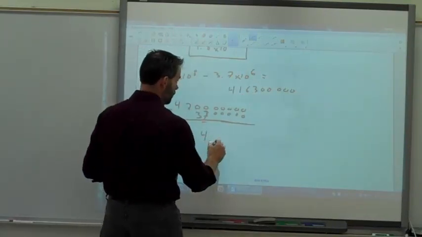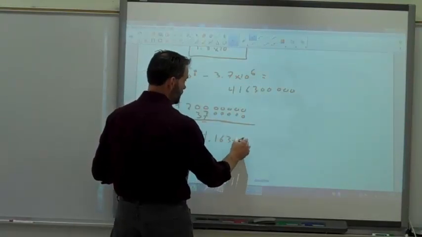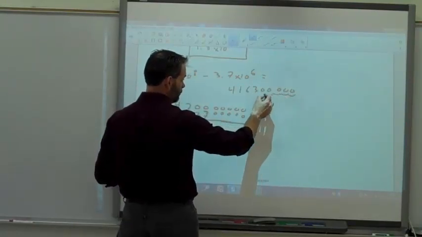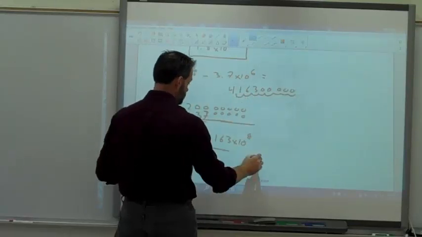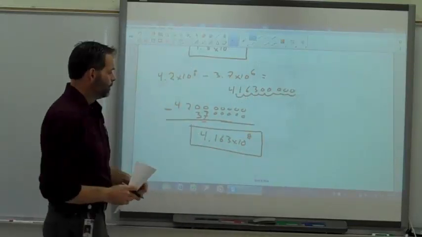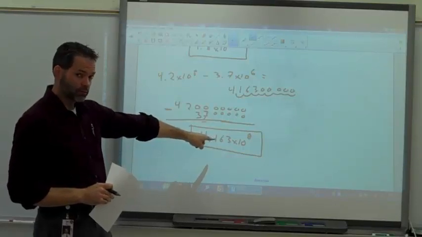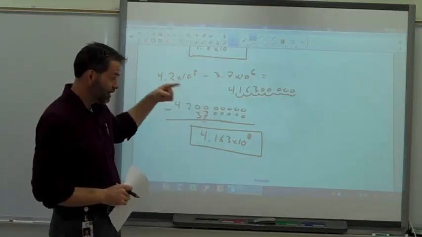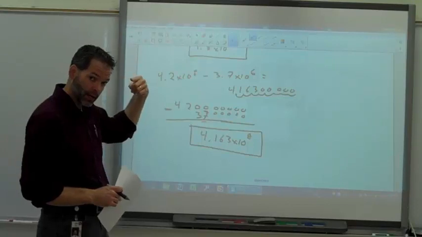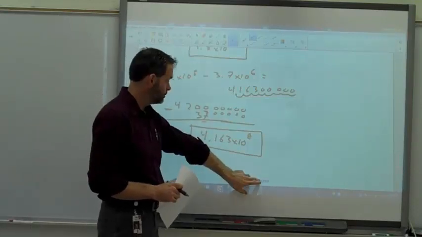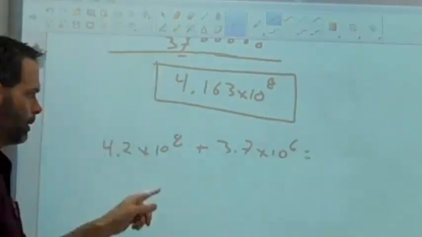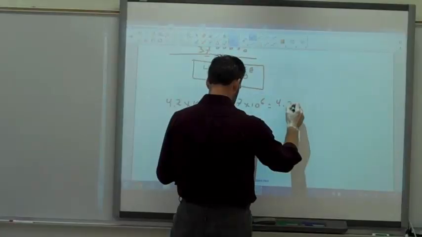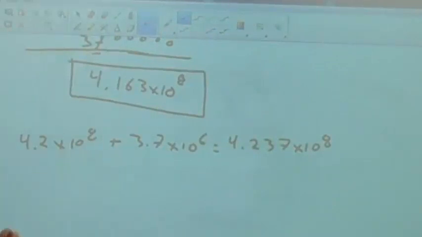as 4.163 times 10 to the 1, 2, 3, 4, 5, 6, 7, 8. But watch your sig figs, right? You got to think about how many sig figs do I get when I add or subtract. You did it right.